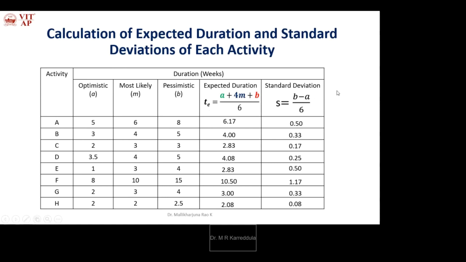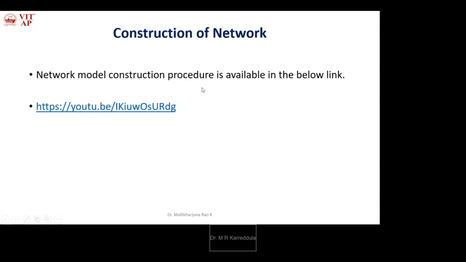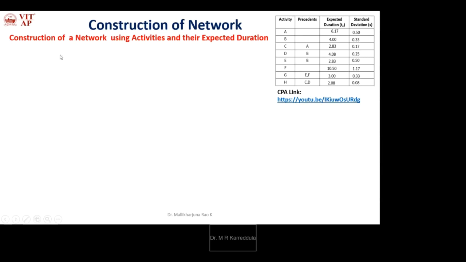So what is the third step in PERT? Construction of a network. How will you construct a network using the activity on arrow approach? That is explained in this video. Please go through this video on how to construct a network for PERT. It covers the construction of a network using activities and their expected duration values. This link is used to know about how to construct a network.